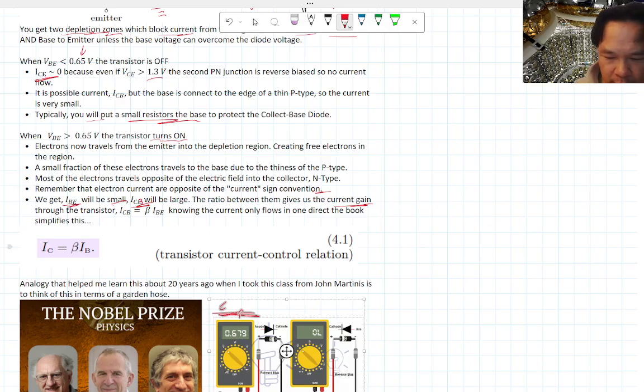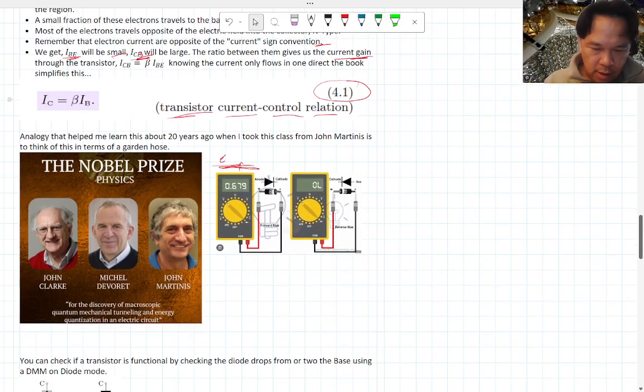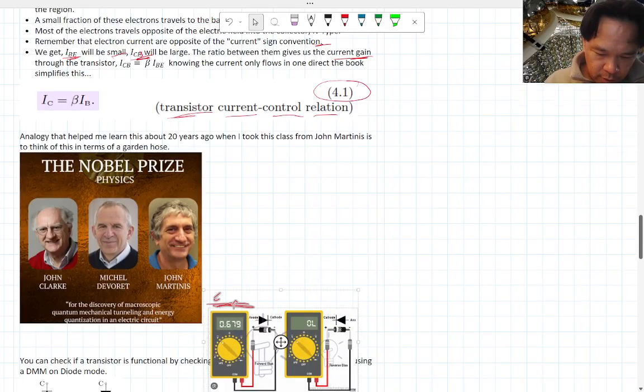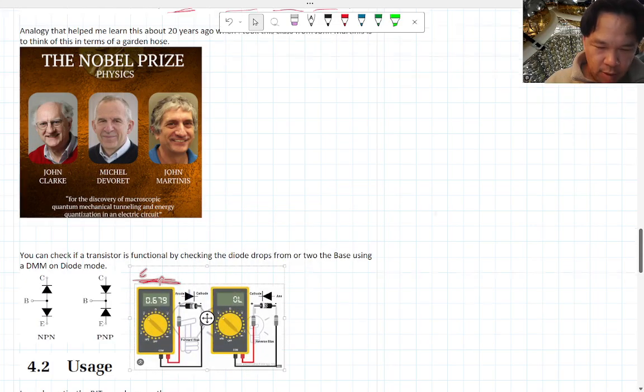This is the transistor current control relation. That's what the book calls it, and that's the first equation in the textbook. I'm going to move this down.